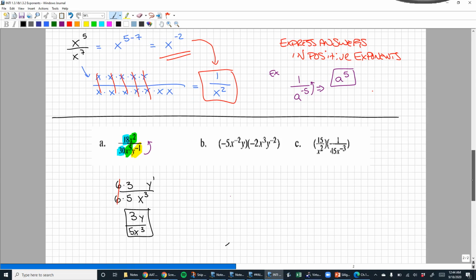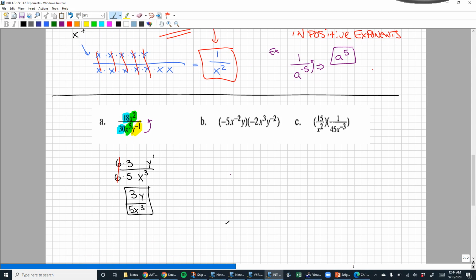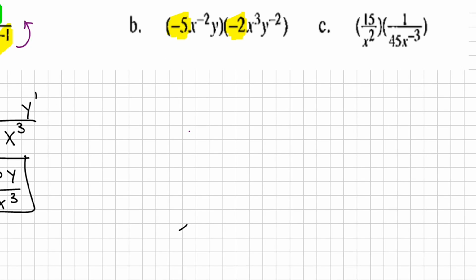Let's take a look at the next one here. Again, I'm looking at the things that are like each other, so I want to group the like terms. So now I can put the x's together, and same thing with the y's. And so we just match them together.